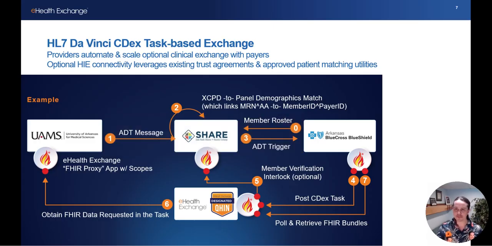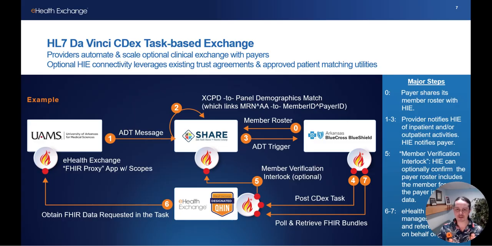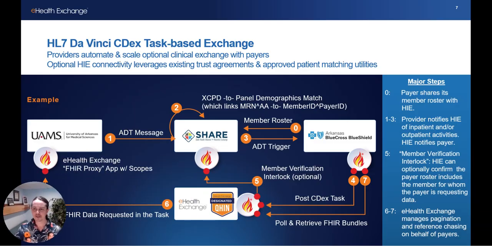Let's review the major steps here. First, the payer shares its member roster with an HIE. The provider is then notifying the HIE of an inpatient or outpatient stay. The HIE subsequently notifies the payer. In step 5, a member verification interlock ensures that the payer is only requesting patients who are attributed to them on the roster that they've submitted to the HIE. Steps 6 and 7 include the data retrieval process by eHealth Exchange, managing the pagination process and the reference chasing, in addition to the FHIR queries themselves.